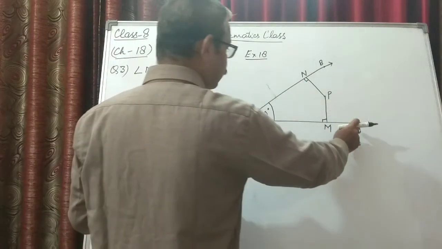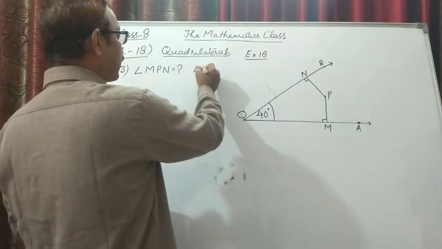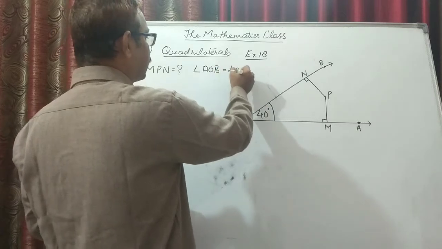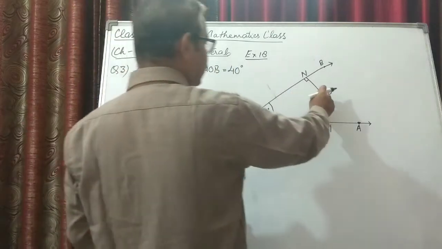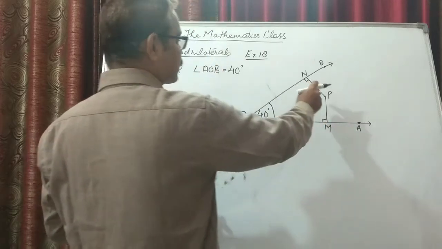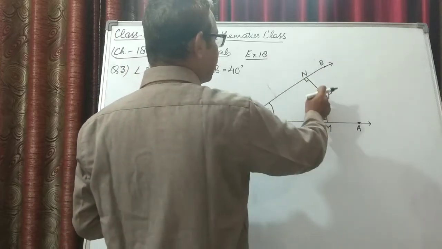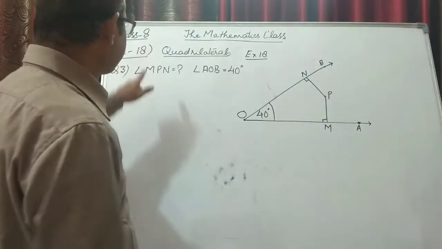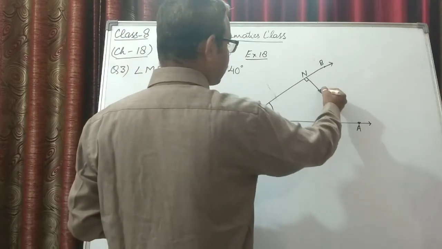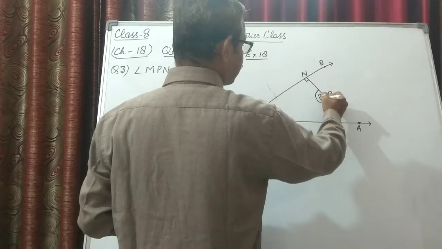And they say the measurement of angle AOB is 40 degree. It is given that angle AOB is equal to 40 degrees. From point P, we have drawn a perpendicular PM on OA, and at the same time from point P, we have drawn a perpendicular on OB, and that is named as PN. We have to find angle MPN. MPN means we have to find out this angle.